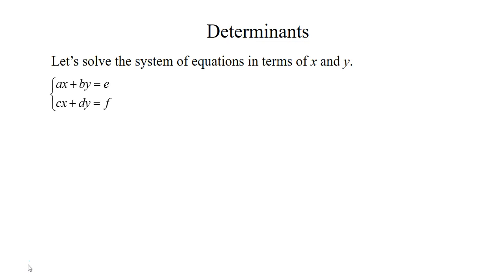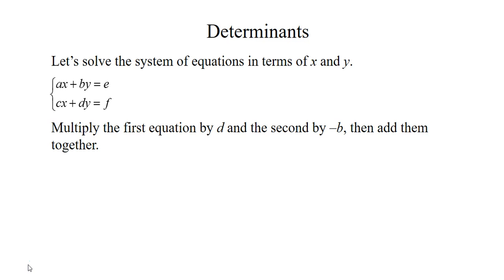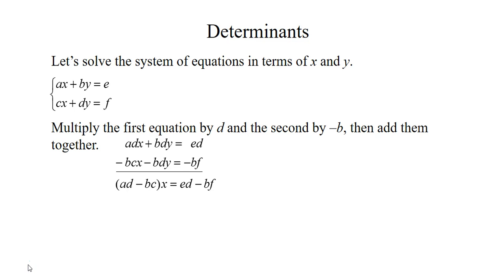So what we're going to do is start with a system of equations in terms of x and y being the variables. We're going to solve by using the elimination method, and try to eliminate the variable y. We can do that by multiplying the first equation by d and the second by negative b. When we do that, the y terms cancel out, and we're left with AD minus BC times x equals ED minus BF. Now just isolating x, we have ED minus BF over AD minus BC.